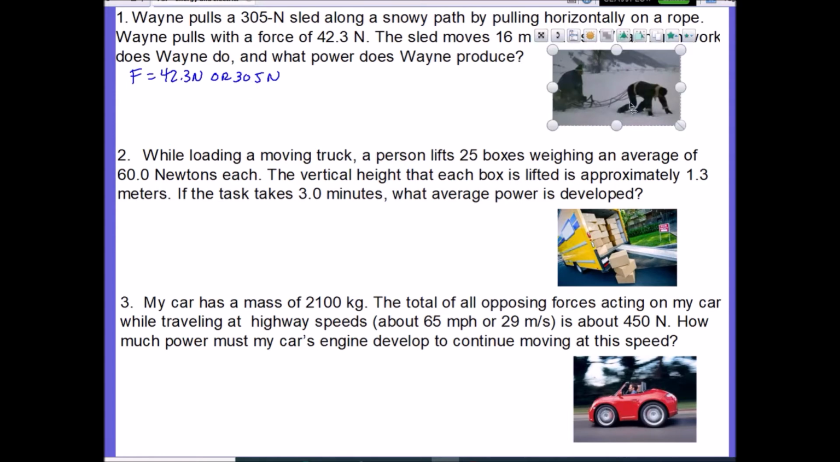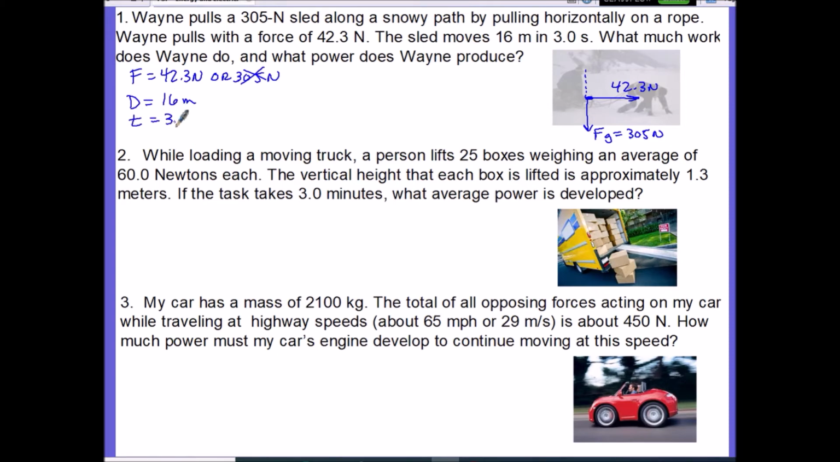And again, if you think about what's happening with this particular problem, he's not lifting this thing up, he's actually pulling it this way. So the force that he's exerting is here, that's the 42.3 newtons. If he were lifting it, then he would have to be going this way with it, but he's not, he's going this way. So even though I was given 305 newtons, that doesn't come into this particular problem. The distance he moves is 16 meters, and the time is 3 seconds. So now I have a little list there, and I can use that to help answer some of these questions.